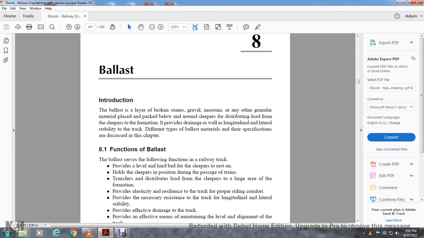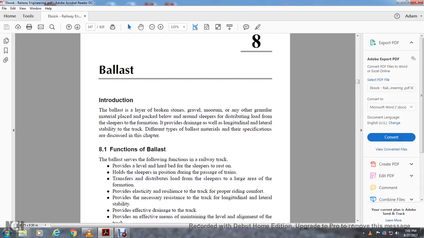Alright, Chapter 8, Ballast. Ballast is a layer of broken stone, gravel, moorum, and any other granular material placed and packed below and around the sleepers to distribute the load from the sleepers to the formation, to provide drainage, as well as the longitudinal and lateral stability of the track. Different types of ballast materials and their specifications are discussed in this chapter.